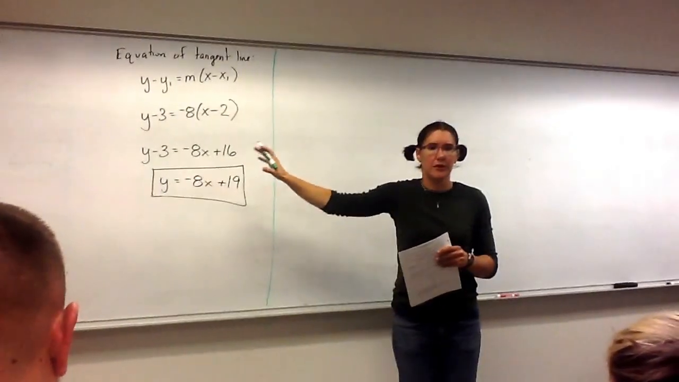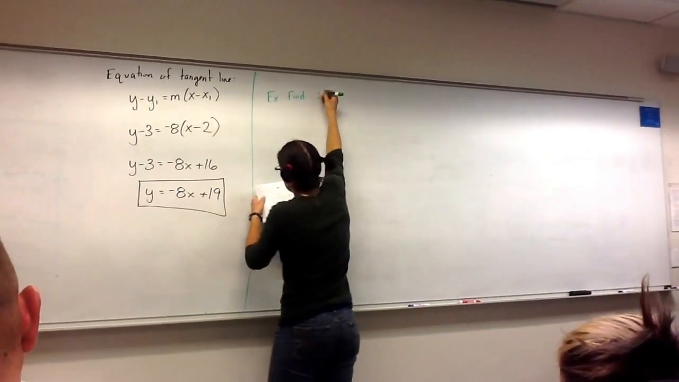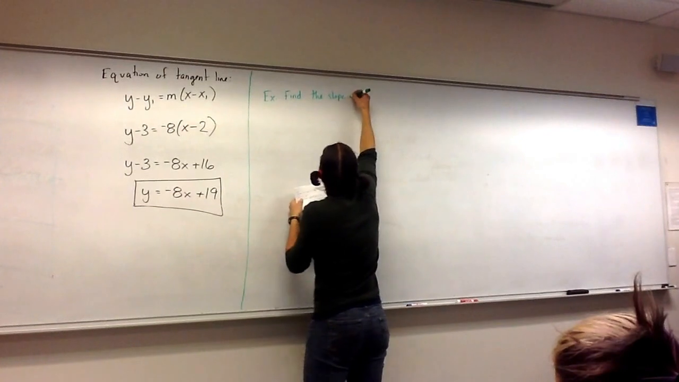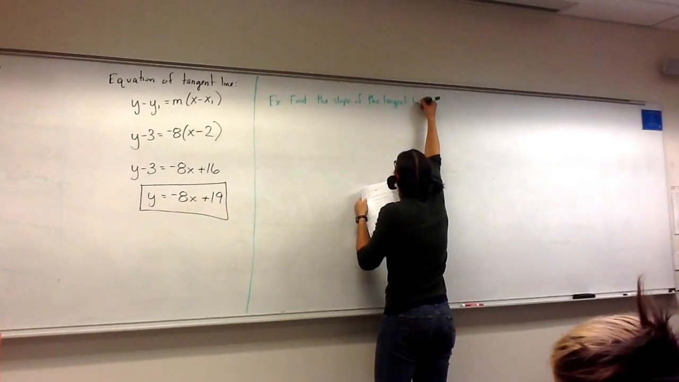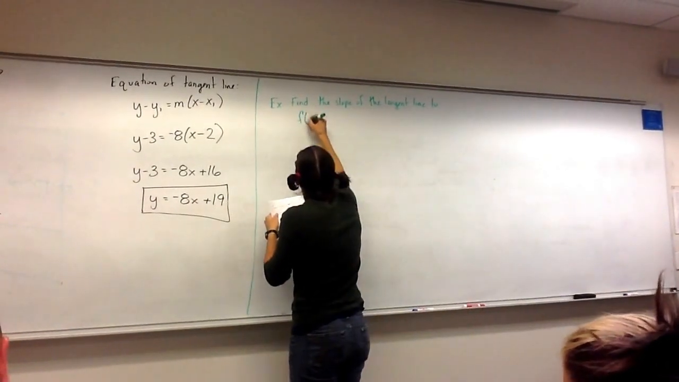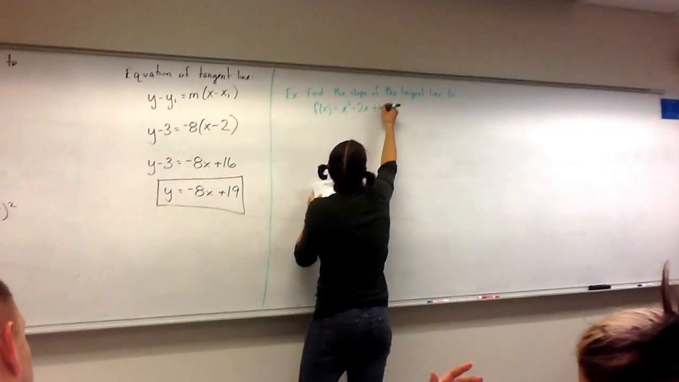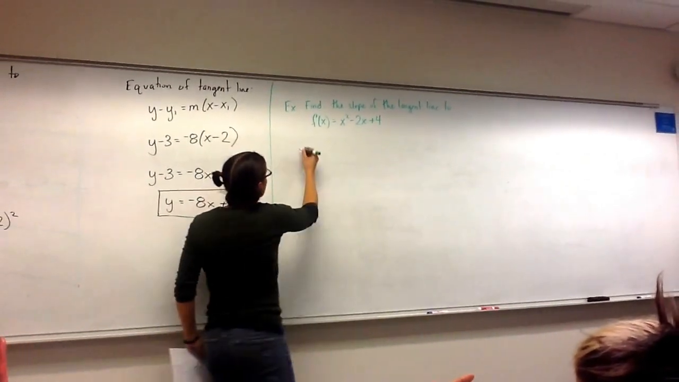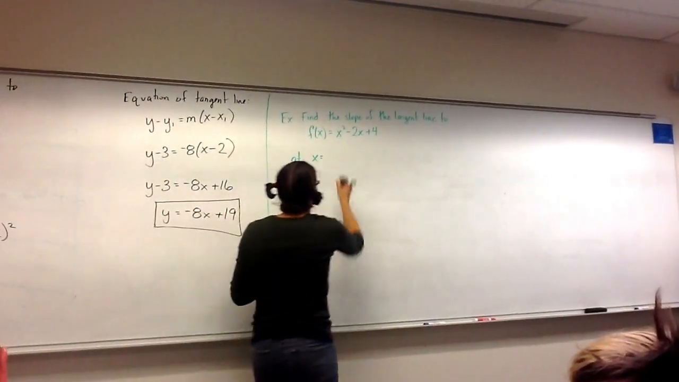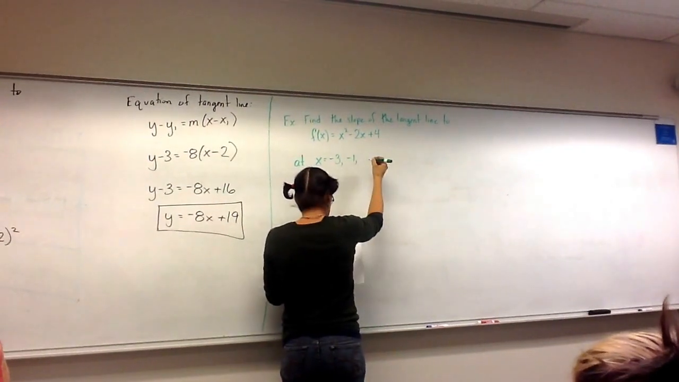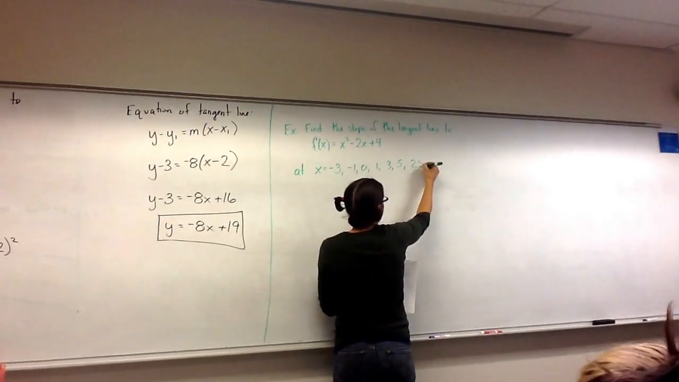I'm going to do another example that is similar to our last one, but a little bit different. So here we go. We're going to find the slope of the tangent line to f of x is equal to x squared minus 2x plus 4 at an x value of -3, -1, 0, 1, 3, 5, and also 25.